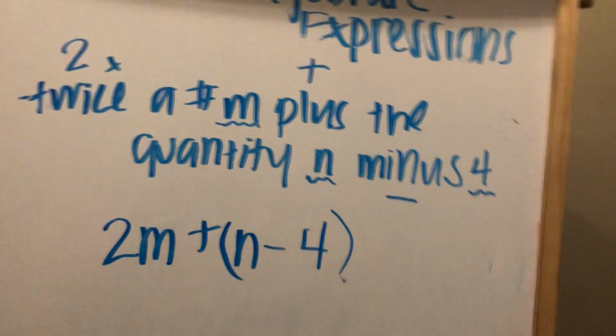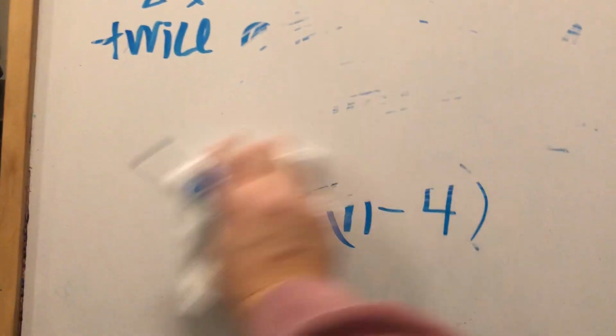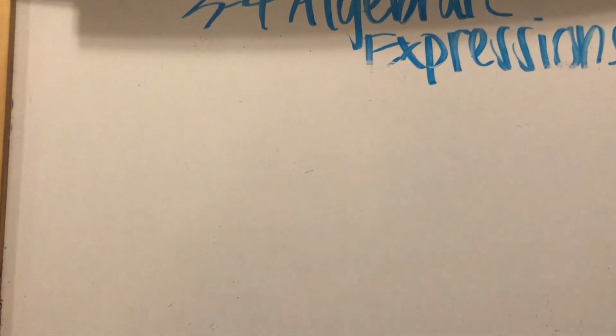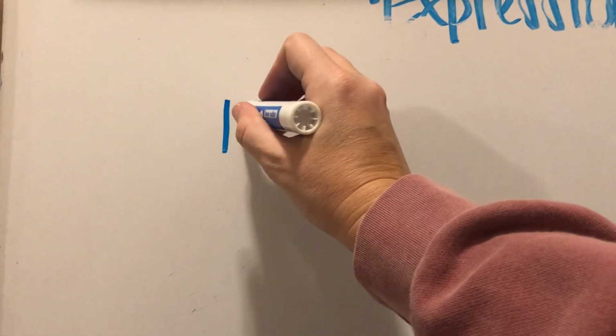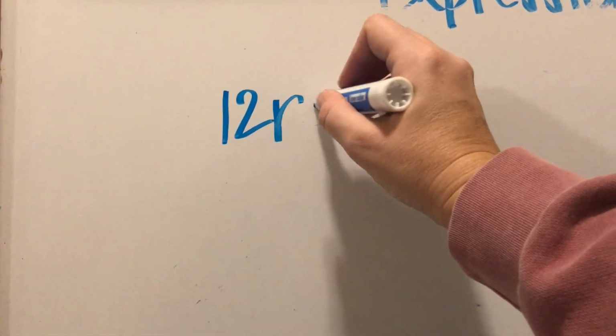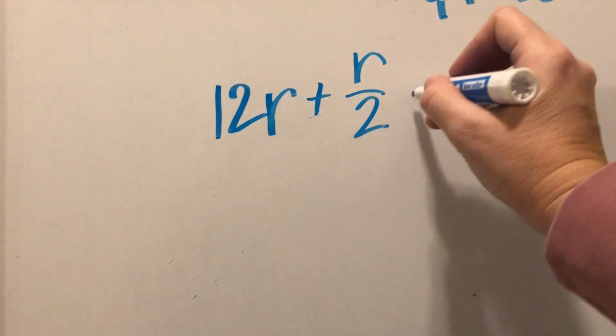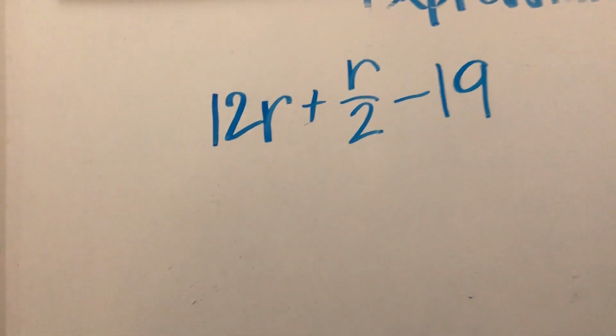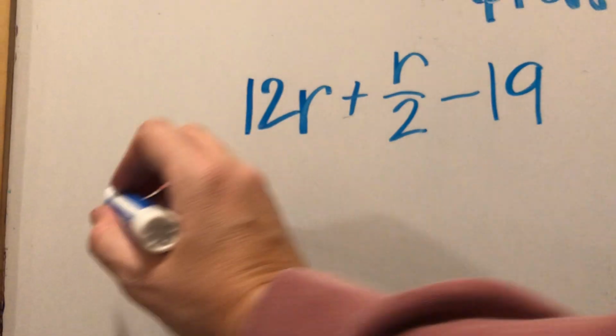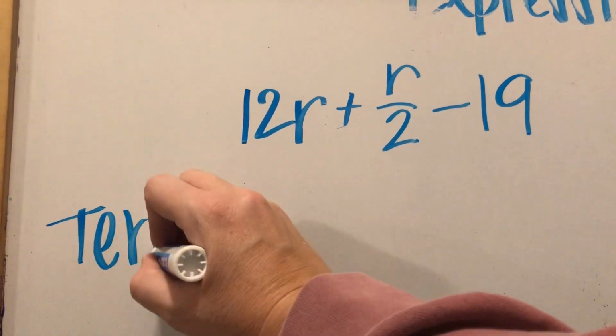All right, so part of your assignment today is going to be taking those number sentences and turning those into algebraic expressions. The other part is taking a look at some different wording for us. I'm going to start by writing an example up here. I have 12r plus r over 2 minus 19. The first word that we're going to be taking a look at here is the word term.